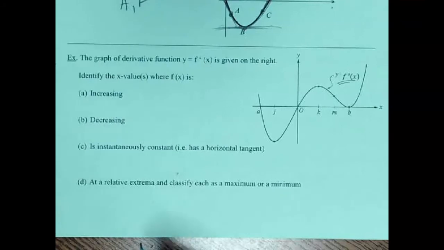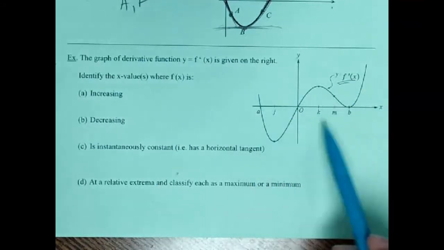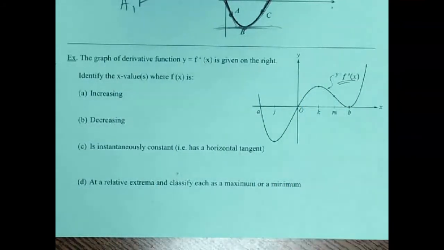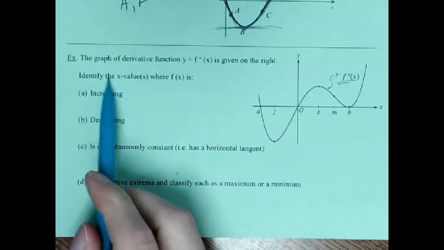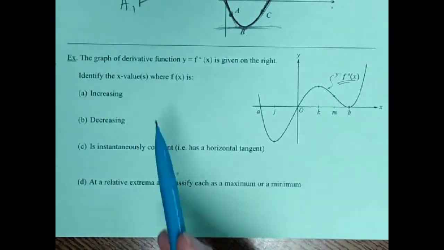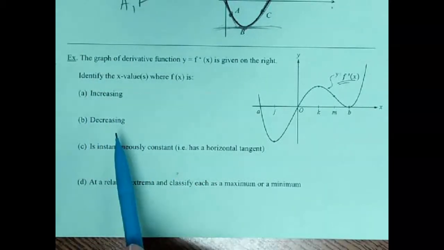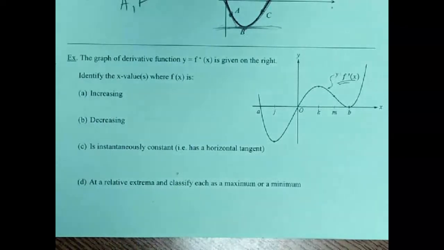It says, use the graph of f prime. Always pay attention to what the graph is labeled as, but use the graph of the derivative to answer questions about f. We're going to find the x values, the intervals, or the points where f is increasing, decreasing, constant, and where it has any extrema, so where it has any maximums and any minimums. Okay, so let us go for it.